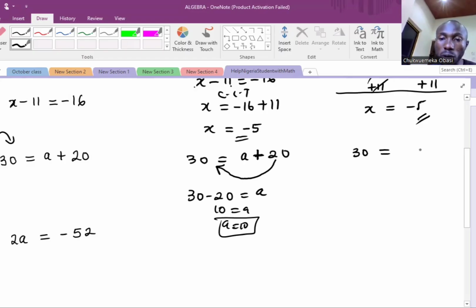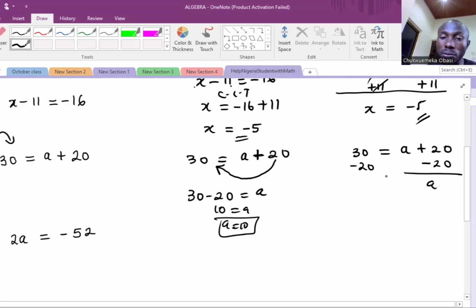Now, if you don't want to solve it that Nigerian style, you can go ahead and do it the other way around, which is a plus 20. What do you do from here? This is 20. You want to take 20 out from this right-hand side. So you subtract 20 from both sides because that is the additive inverse of positive 20, right? Are you getting this stuff? So 30 minus 20 is just 10. So a is equal to 10.